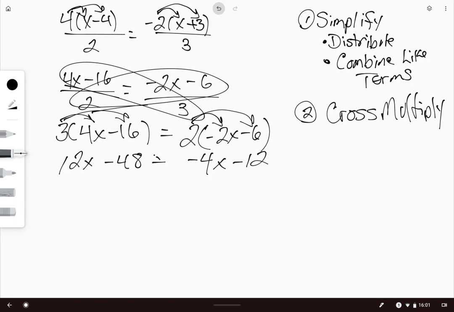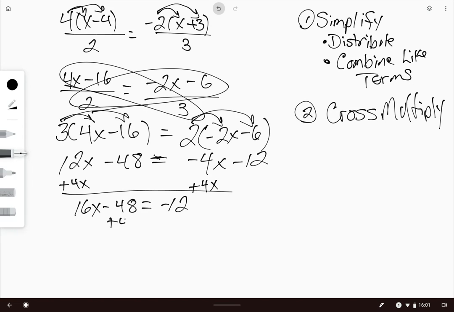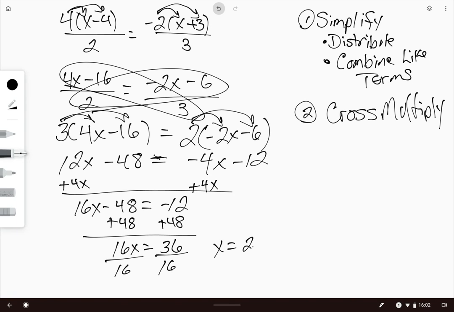All right, so now I simply have an equation with the variable on both sides. So I'm going to move my smaller to my larger, so I will add the 4x to both sides. So 12x plus 4x is 16x minus 48 equals a negative 12. So I will now add 48 to both sides. And that gives me 16x equals a positive 36. Divide both sides by 16. And here, x is going to equal 2.25.